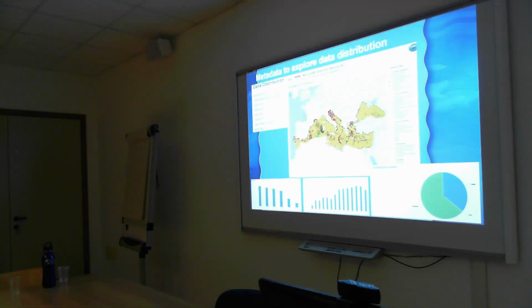Here is another example of the metadata that are accessible through our portal, where it's possible to drill down into this information and see, for example, the data distribution through the metadata, or the disciplines where data are available, the temporal coverage, the license.